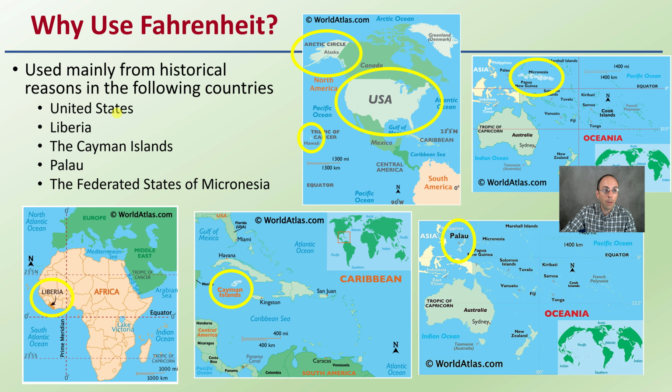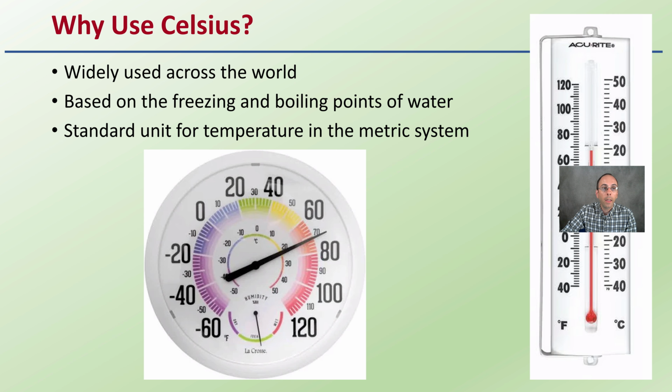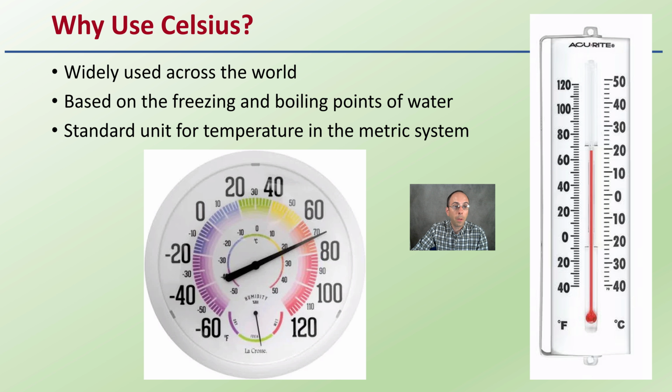So why use Fahrenheit? Well, mainly for historical reasons in the following countries. You can see here the United States, Liberia, and Cayman Islands, just to name a few that are still using Fahrenheit. And why would you use Celsius? Well, it's widely used across the world. It's based on the freezing and boiling points of water. It's pretty much the standard unit for temperature within the metric system. A lot of thermometers have both Celsius and Fahrenheit on opposite sides, so you can get an idea of whatever unit you're most comfortable with.